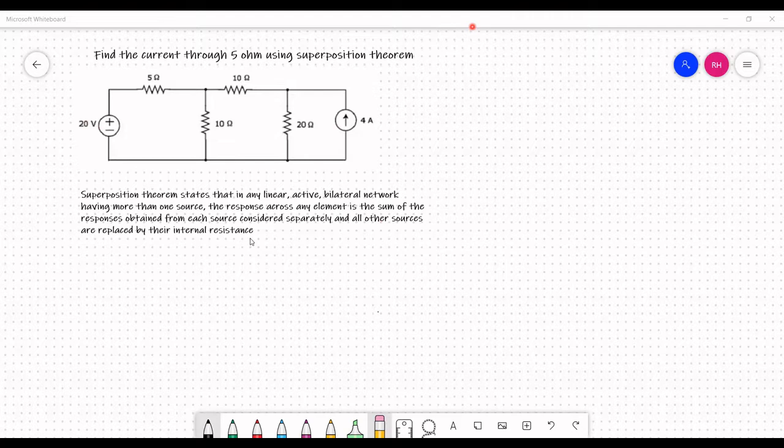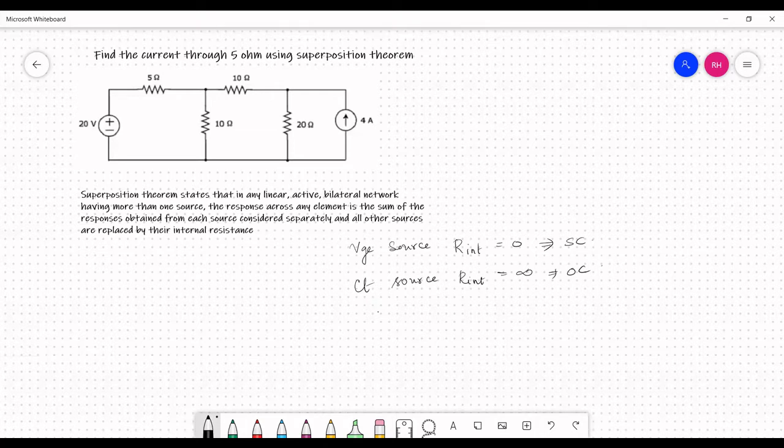And when we consider a voltage source, the internal resistance of a voltage source is 0, and hence a voltage source is replaced by a short circuit, and the current source has an infinite internal resistance, and hence the current source is always open circuited.